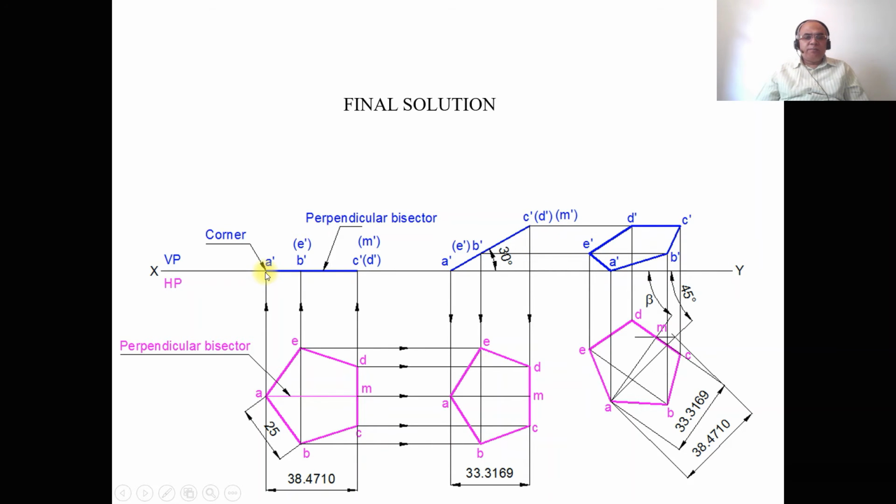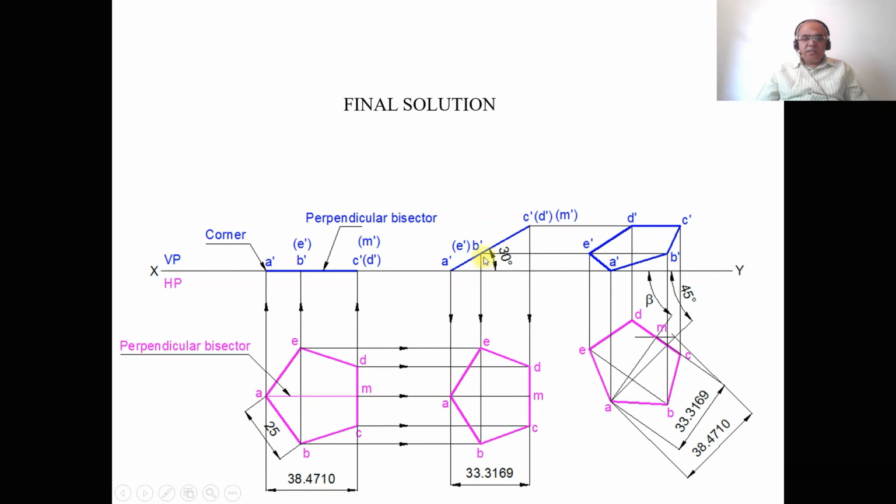Then you measure the distance from A dash to B dash, and you transfer from A dash on this 30 degree line, and you mark this point as B dash and E dash in bracket. Then you draw this inclined line of 30 degrees with a dark line. Then you draw a vertical projector from A dash, and you draw a horizontal projector from A. Both these two lines will intersect at this point, which is A.